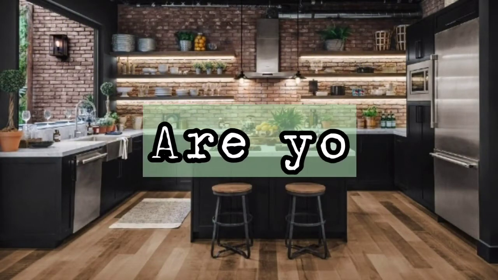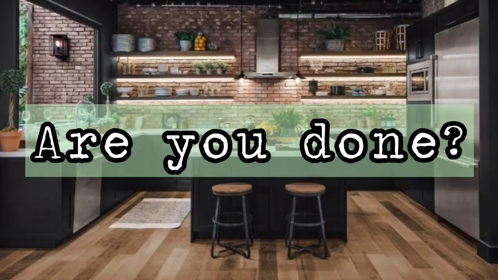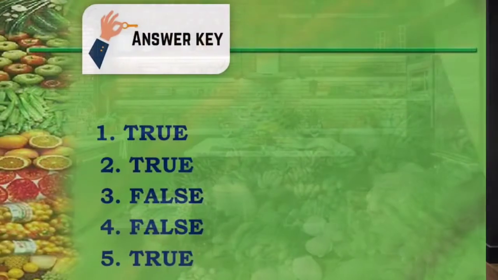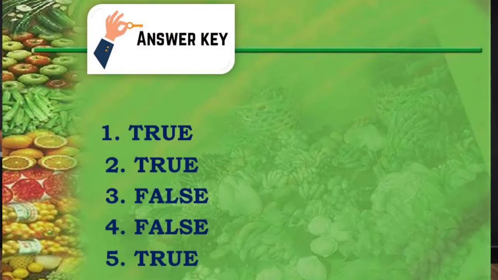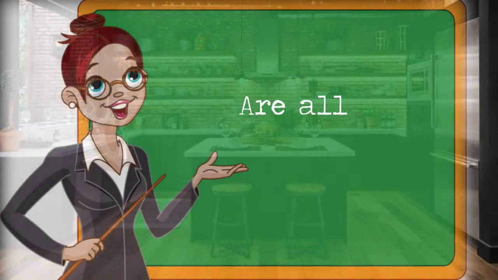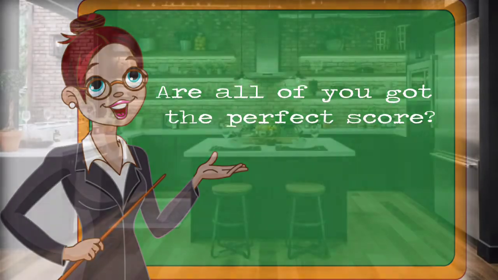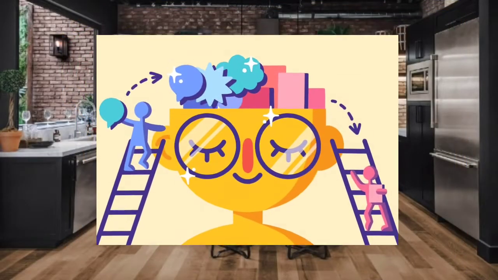Are you done? Okay, let's check your work. For number 1, true. Number 2, true. Number 3, false. Number 4, false. Number 5, true. Did all of you get the perfect score? Okay, let's start our lesson.